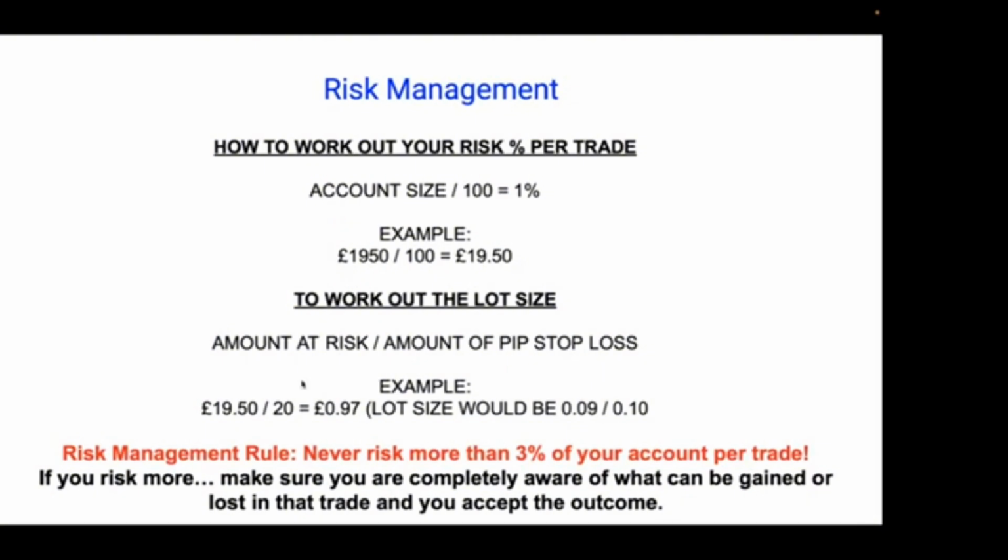And remember, risk management rule: never risk more than 3% of your account per trade. Some people say 1%, some people say 2%. I'm a realist. I know that some of you guys aren't going to listen to me anyway, and you're going to put whatever you want on. But for me, 3% per trade. If you risk more, make sure you're completely aware of what can be gained or lost in that trade and accept the outcome.